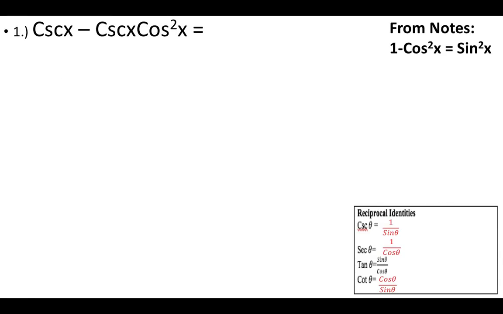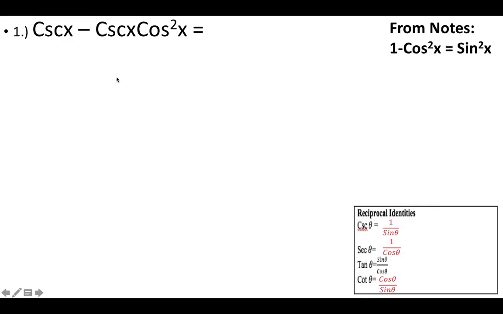Now we're moving on to the back page. This is strategy 2, the factoring and simplifying technique. First off, from our notes, we have a new identity that we created from the first Pythagorean identity. So this in your notes you should have highlighted, because we're going to be using this identity. So we're going to be using this in a second.